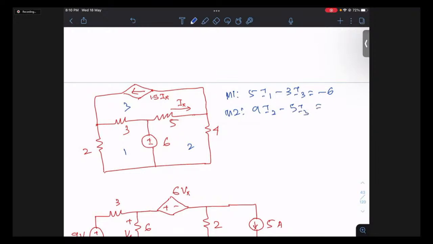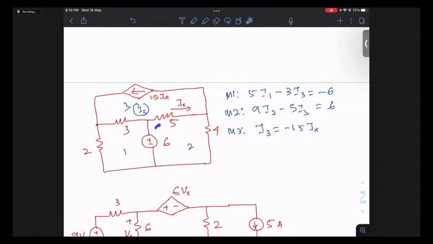That's all, right? Is equal to how much? Plus 6. And the third case, this is my mesh 3 current, I3. So you can see this I3 is equal to minus 1.5 Ix. So here, what is Ix? Ix is defined here. So how do you get these currents?